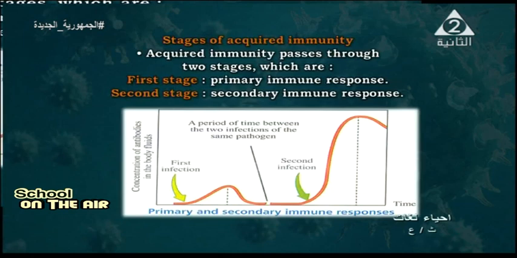What are the stages of acquired immunity? Acquired immunity passes through two stages. The first stage is known as the primary immune response, and the second stage is known as the secondary immune response. So there are two types of immune response, the first primary and the second secondary.